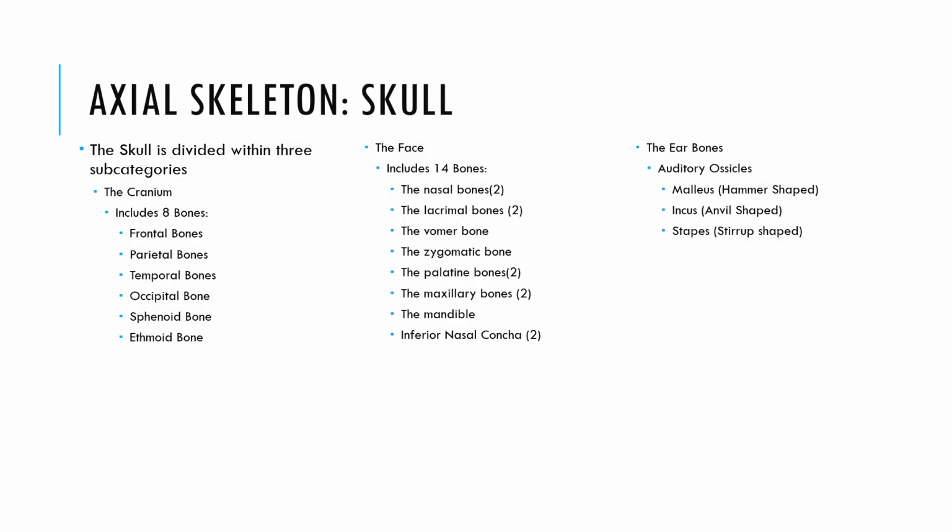Our book tells us that the skull is divided into three subcategories: the cranium, the face, and the ear bones. The cranium includes 8 bones: the frontal bones, the parietal bones, the temporal bones, the occipital bone, the sphenoid bone, and the ethmoid bone. The face has 14 bones, which includes the nasal bones, the lacrimal bones, the vomer bone, the zygomatic bone, the palatine bones, the maxillary bones, the mandible, and the inferior nasal concha. Then there's the ear bones, which include the auditory ossicles: the malleus, which is hammer-shaped, the incus, which is anvil-shaped, and the stapes, which is stirrup-shaped.